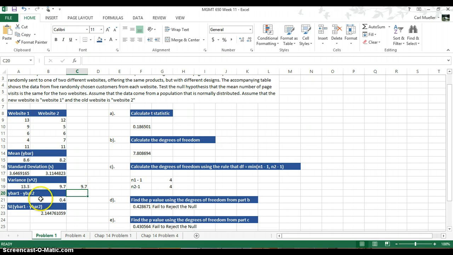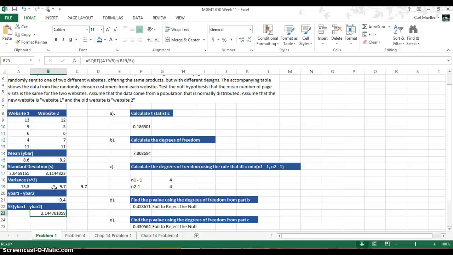Y bar 1 minus y bar 2, essentially, you're taking those two means and subtracting. And then the standard error of y bar 1 minus y bar 2. Now this is a little complicated. Basically, it's the square root of this 9.7 divided by n. So s squared, the variance, divided by n.